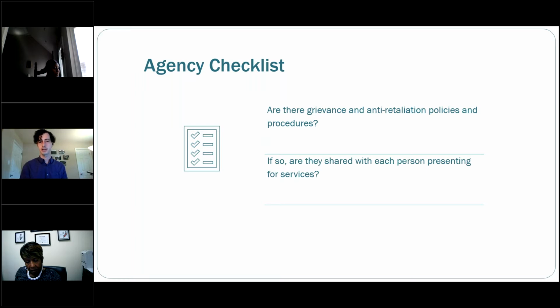And your checklist for that. So do you have a grievances or anti-retaliation policies and procedures as part of your agency's policies and procedures? And if so, do you share those with each person who is presenting for services? Good takeaway prompts and questions there.